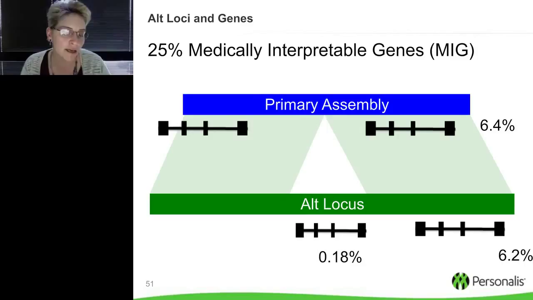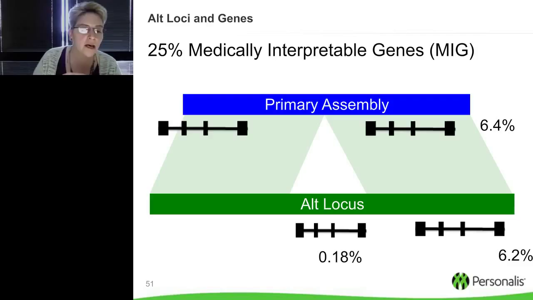And I'll demonstrate that with this one relatively simple slide, where all I did was take all of the genes annotated in the NCBI annotation 105, and I looked and asked, how many of those genes overlap an alternate locus? And that number is roughly 5%.